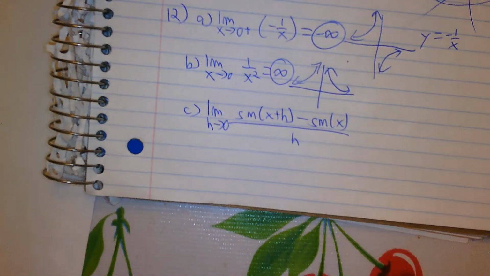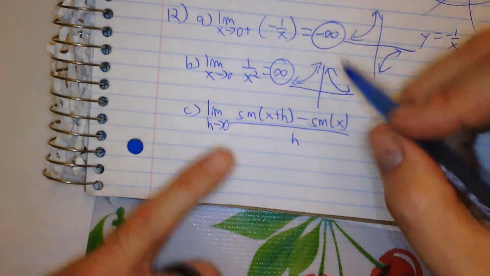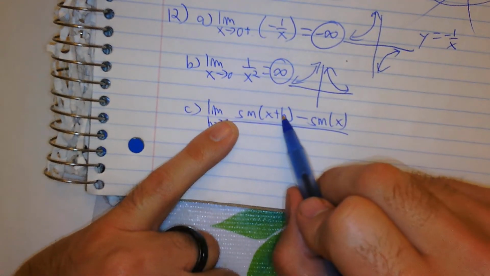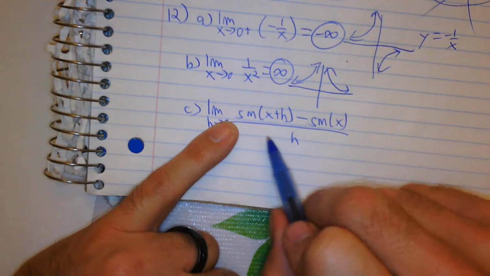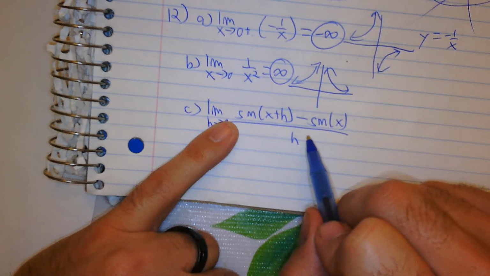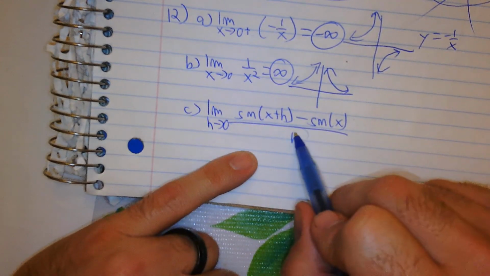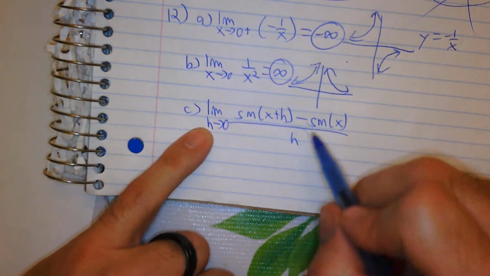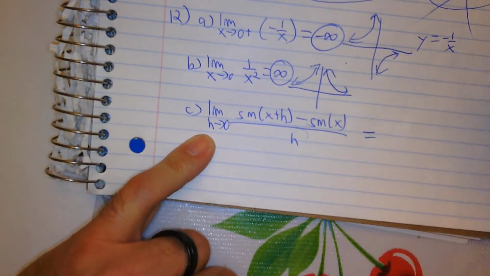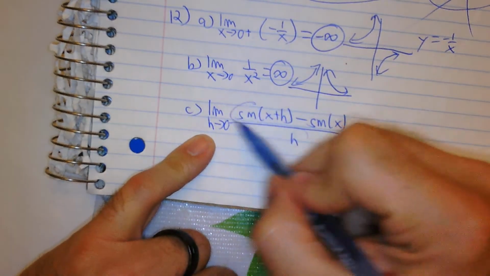So, what are you going to do? You are going to realize that this is the limit of a difference quotient. Do you see it? This is sine of x plus h minus sine of x, over x plus h minus x, which of course always turns into h. So you'd say, okay, that's the limit definition of the derivative. But derivative of what function? The derivative of this function, right?